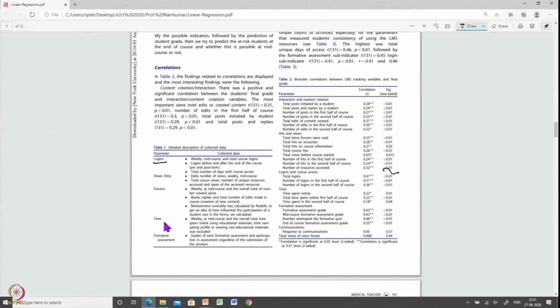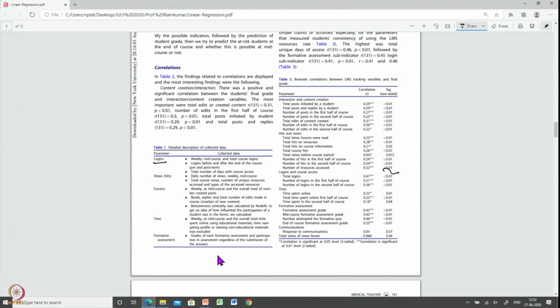And the time he spent on each of these sessions, like weekly, mid-sem, and overall time in this particular learning environment. Also the grades at each formative assessment and participation assessment, regardless of submission of the answers. Whether the student submits the answer or not, if he participated in the quiz or the pop-up questions in the video and answers those questions, this is also considered a formative assessment, not the end sem score.